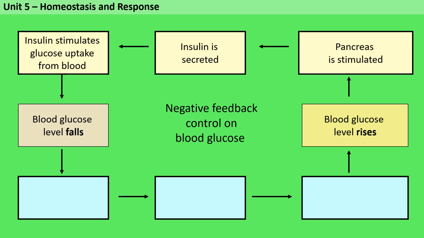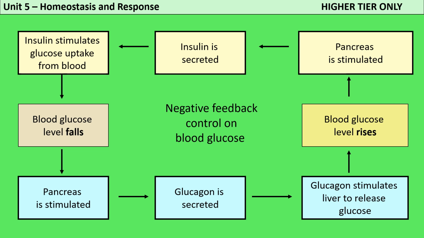Blood glucose level rises, so the pancreas is stimulated and it makes insulin, which it secretes into the bloodstream. This causes glucose to be taken up from the blood and stored in the liver and muscles so that blood glucose level falls. Then, if you're taking higher tier, you need to know that the pancreas will be stimulated again, but this time it produces a different hormone. It makes glucagon, and this causes the liver to release glucose, so the blood glucose level goes back up again.